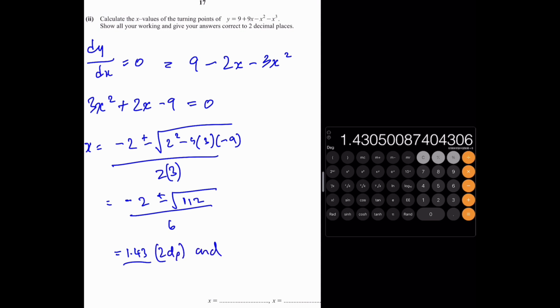And one more value, which is subtracting root 112. So minus 2 minus the square root of 112. That's minus 12.58 dot dot dot. So dividing by 6 is just minus 2.10, two decimal places, of course. So these two will be our answers. They have just asked for the x coordinates, which is why we're leaving it like this.